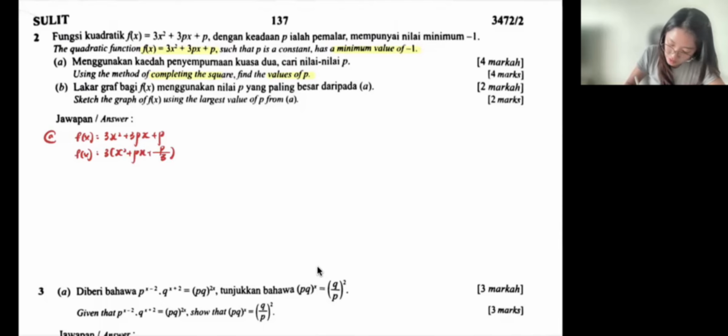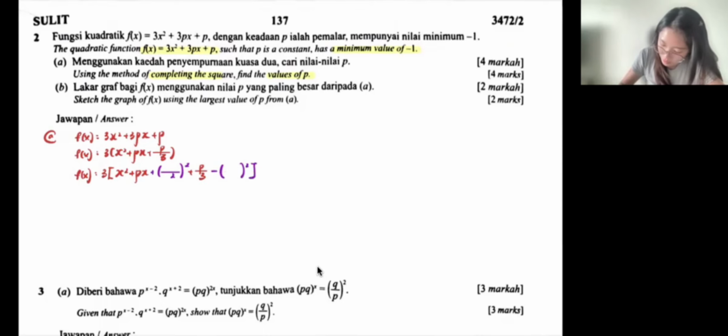All right, then you may continue with completing a square. Okay, so 3, open a big bracket. After writing x squared and px, you will add 1 bracket square, divided by 2 over here. Okay, then continue writing p over 3. Then you minus another bracket square, divided by 2. Okay, what is the purpose over here? It's because we need to create back the square bracket for them. Okay, so what is divided by 2?